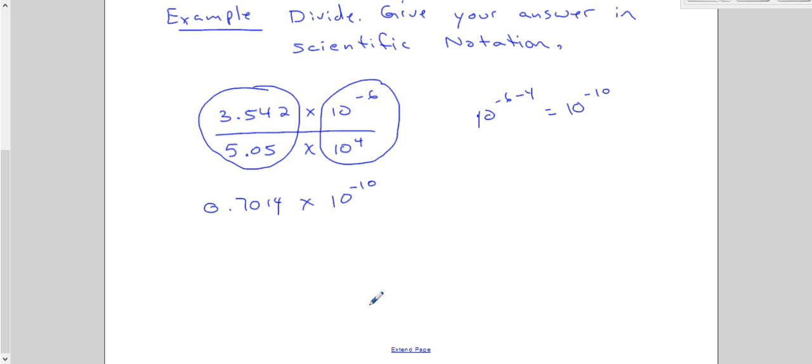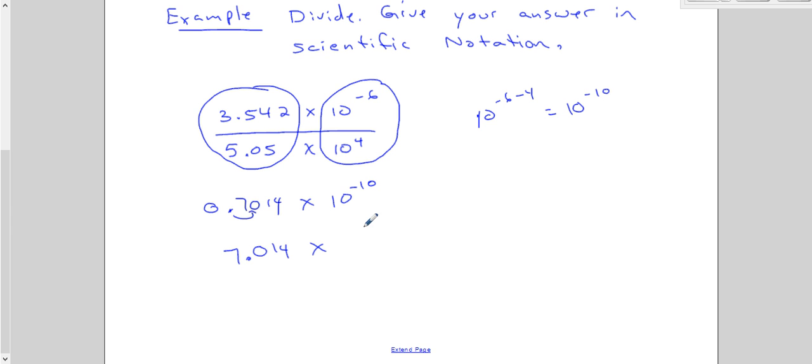This looks like scientific notation, but it's not really totally in the correct format because right now that decimal is not in the right spot. That decimal has to be after the first non-zero digit. Right now it is after a 0. So I need to move that decimal over 1 unit and make this 7.014.